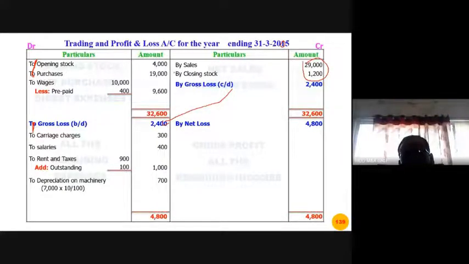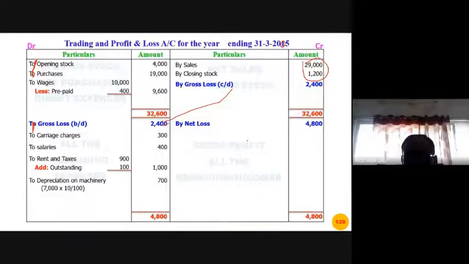By preparing the trading account, we know gross loss or gross profit. By preparing the profit and loss account, we know either net profit or net loss. Here is the net loss. See, this loss belongs to whom? Who has to bear this loss? The owner has to bear this loss. So this loss is to be deducted from his capital, because during this financial year he has suffered a loss. So this loss reduces his capital.